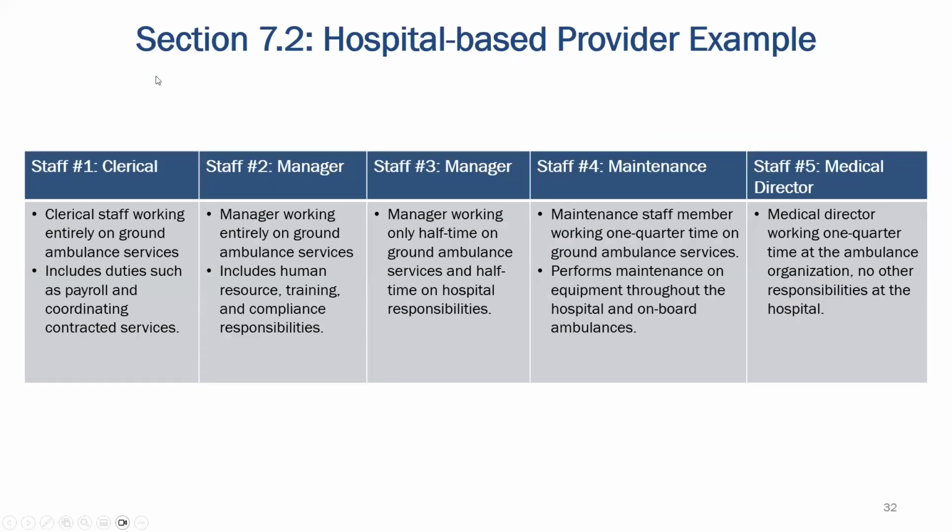It's a quick example of a hospital-based provider of ground ambulance services. You might have staff 1 as a clerical staff working entirely on ground ambulance services, maybe payroll, coordinating contracted services. You have a manager working entirely on ground ambulance services. Staff 3 could be a manager working only half-time on ground ambulance services and half-time on other responsibilities in the hospital. Staff 4 could be maintenance, which is 1/4 ground ambulance and 3/4 elsewhere in the hospital. And staff 5 is a medical director.